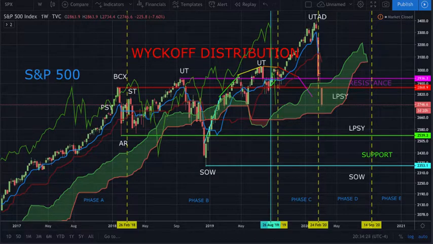Here we have the Wyckoff distribution chart on the S&P 500, SPX, and as you can see, we got our upthrust after distribution, and we're selling off. We broke down below our resistance point. Got that massive gap down and then sell off here, and we're currently inside of the Ichimoku cloud.